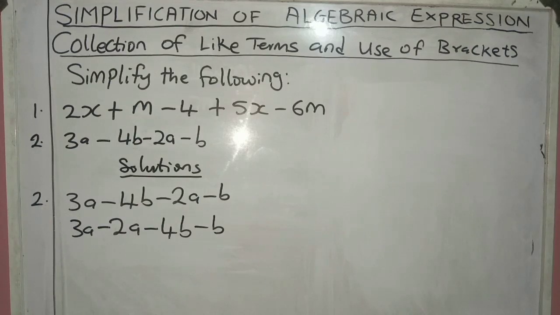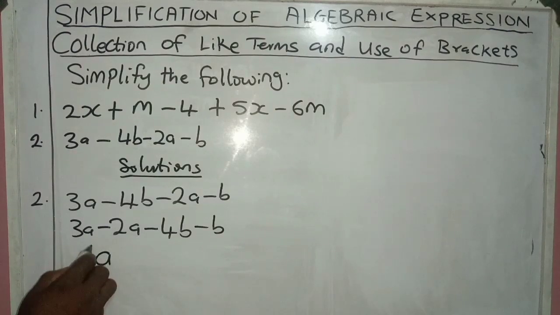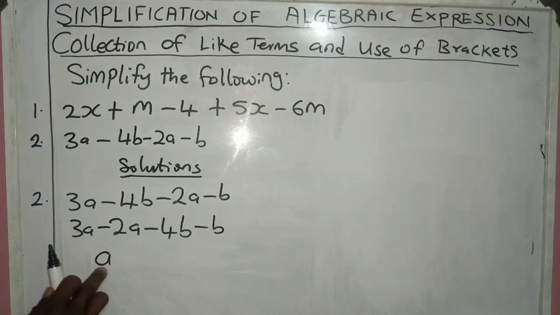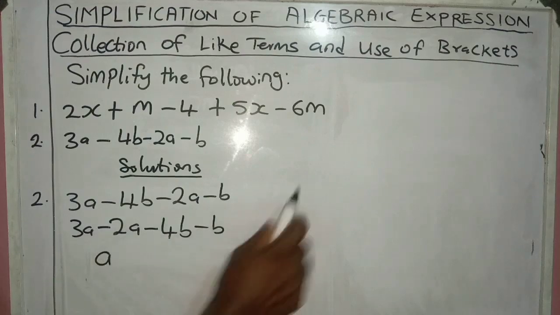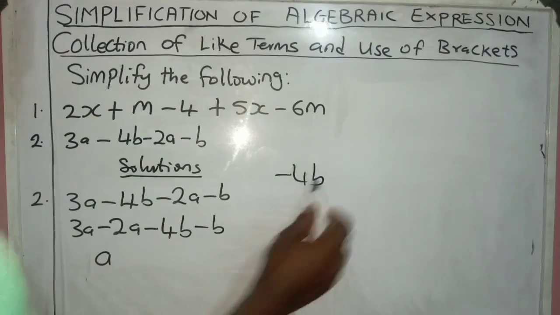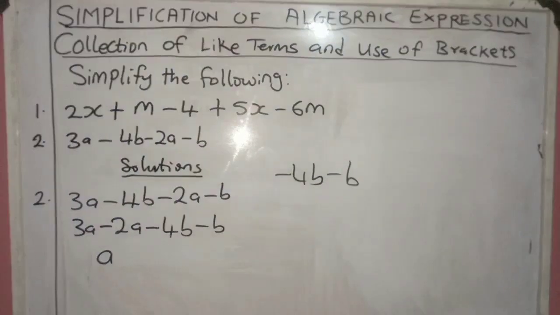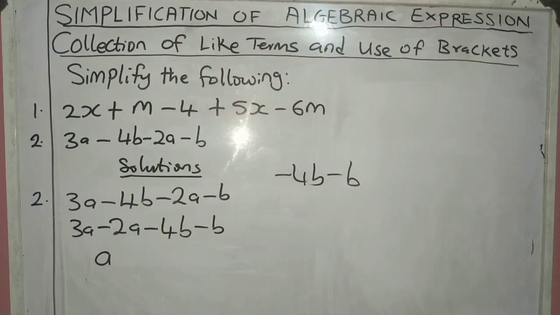Now let's evaluate them together. Here we have 3a minus 2a. That will leave us with 1a. In algebra, we don't write it as 1a, because a is already 1. So 3a minus 2a will give us just a. Then we have minus 4b, as we have it here, minus b. Minus 4b minus b. This is exactly where some students usually have problem.